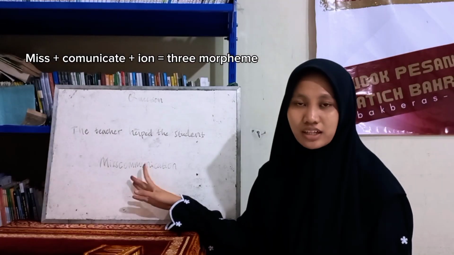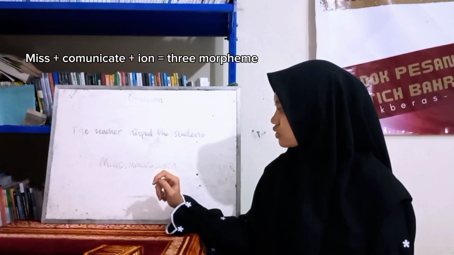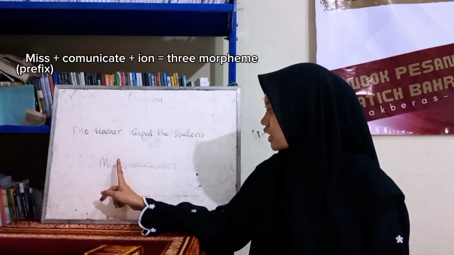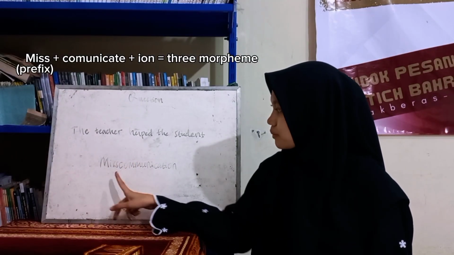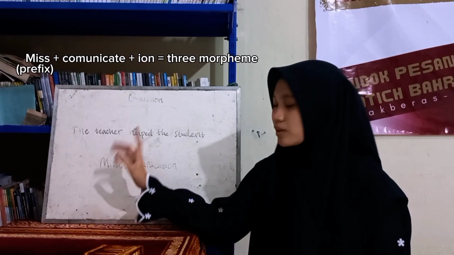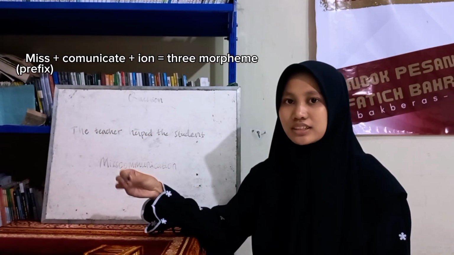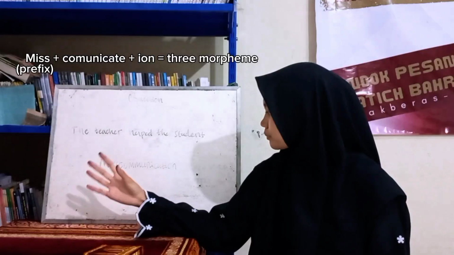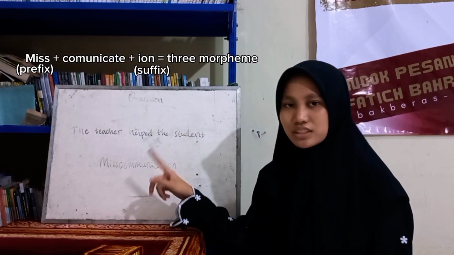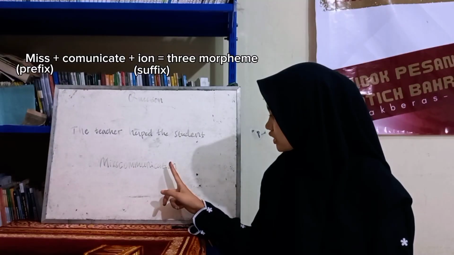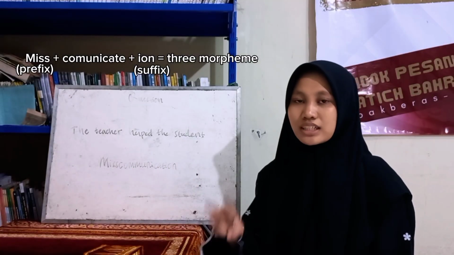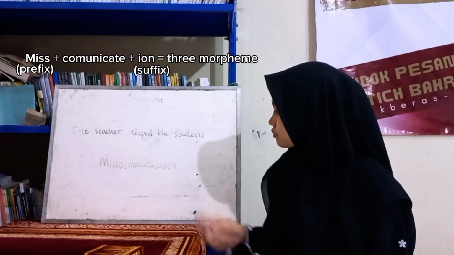Communicate is the kind of free morpheme. So add with a prefix. What is prefix? Prefix is added in front of the word, mis. Then we come to miscommunicate. Miscommunicate is the kind of bound morpheme. So miscommunicate is then added with a suffix. What is the suffix here? The suffix here is tion. Then miscommunication. Then there are three morphemes.